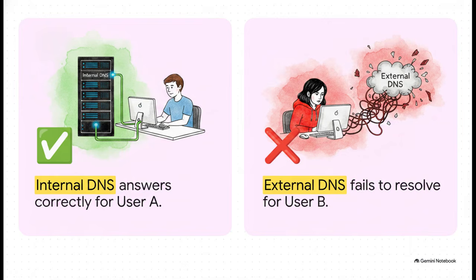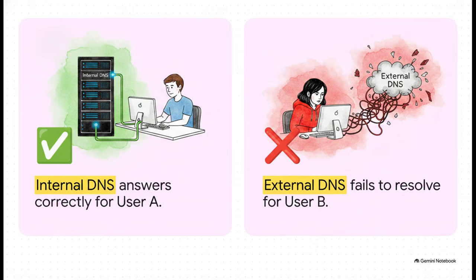Just picture your IT help desk getting flooded with these conflicting tickets. On one hand, you have user A. Their machine successfully queries the internal DNS server, grabs the correct AAAA record, and boom, total success. But then you have user B. Somehow, user B's machine is querying an external DNS server. And obviously, that external server has absolutely no clue what your internal corporate host names are, so user B gets a failure.